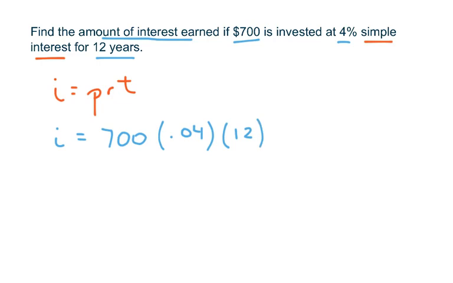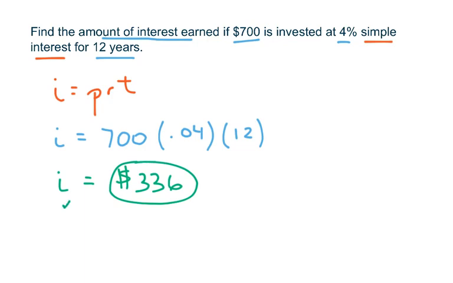Now I've plugged everything into my formula. I just need to be careful with my calculation. Here I'm just multiplying everything together, and I find out that the amount of interest that was earned was $336. And that's the answer to our question here. The question asked, how much interest would you earn? We solved for I, and we found out that it was $336.